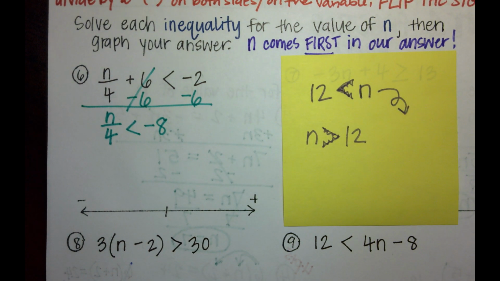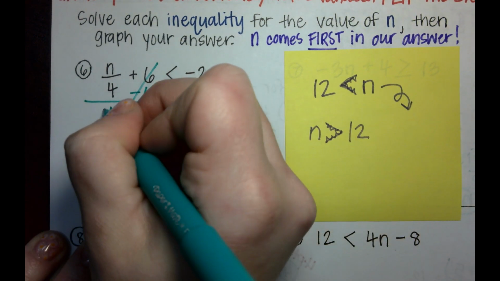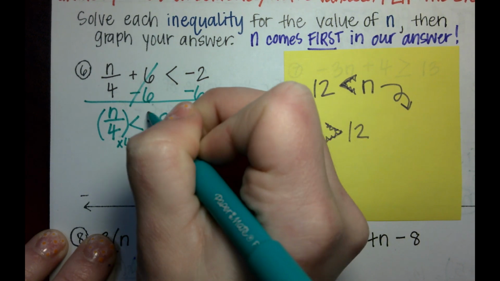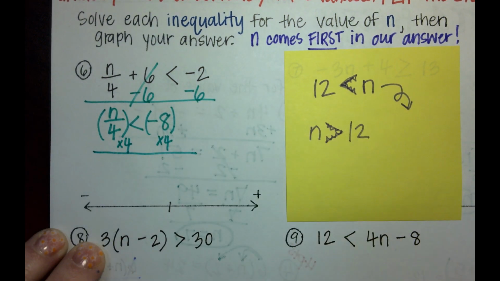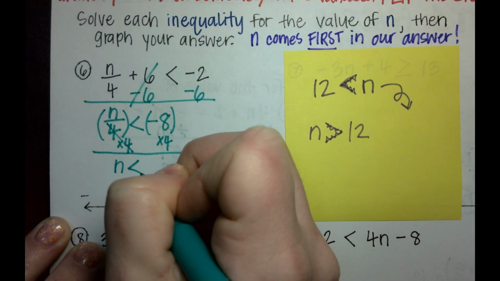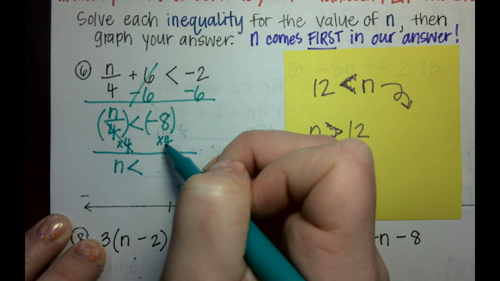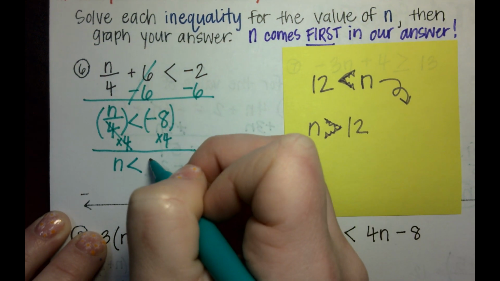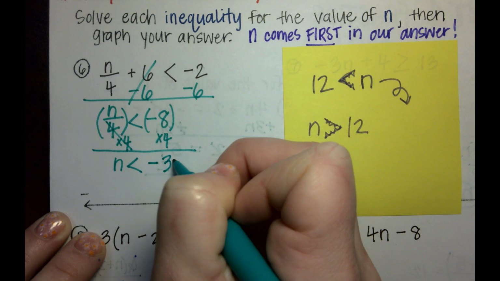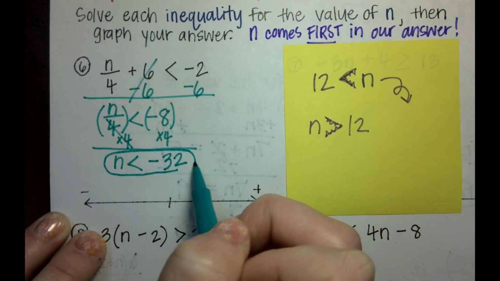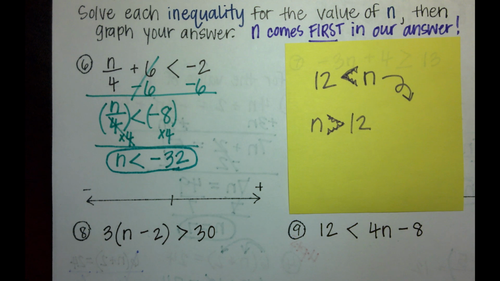Okay. So what would I do next? Multiply by 4 on both sides. Good. Let's multiply by 4 on both sides. N is less than negative 8 times 4. What is that? Negative 32. Okay. So we got n is less than negative 32.